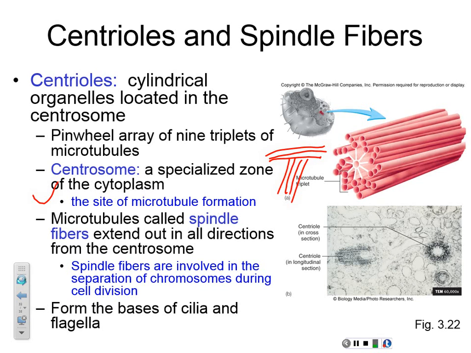I guess I never showed you an example of flagella. I drew it in, though, in that one.